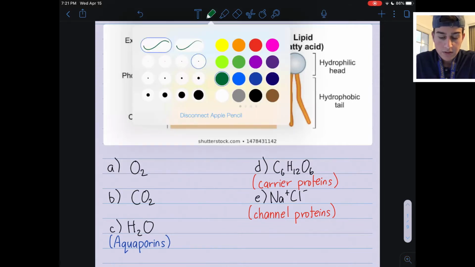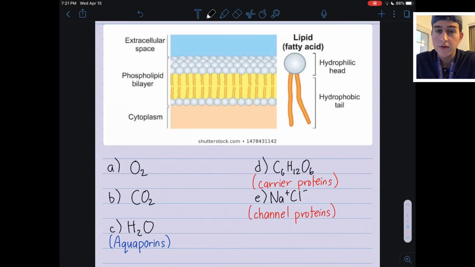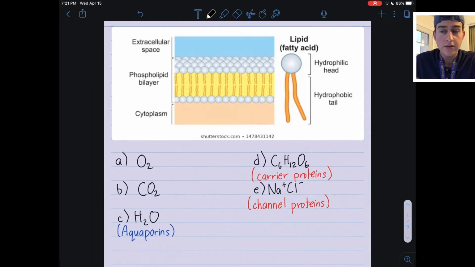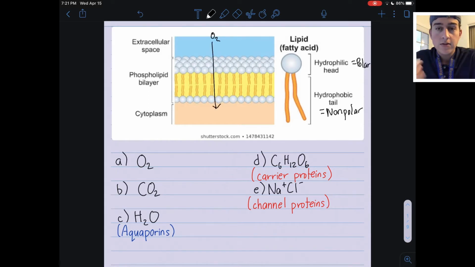So oxygen, O2, is it polar or nonpolar? First, we have to figure out the phospholipid bilayer. It has hydrophilic heads, and we know hydrophilic means polar, and we know hydrophobic means nonpolar. So if we had an O2 molecule, would it be able to pass through? And the answer is yes, because it is nonpolar and it is also small. And we know small and nonpolar molecules can pass through. CO2, is it nonpolar and small? It is nonpolar and it is small, so it will be able to pass through.